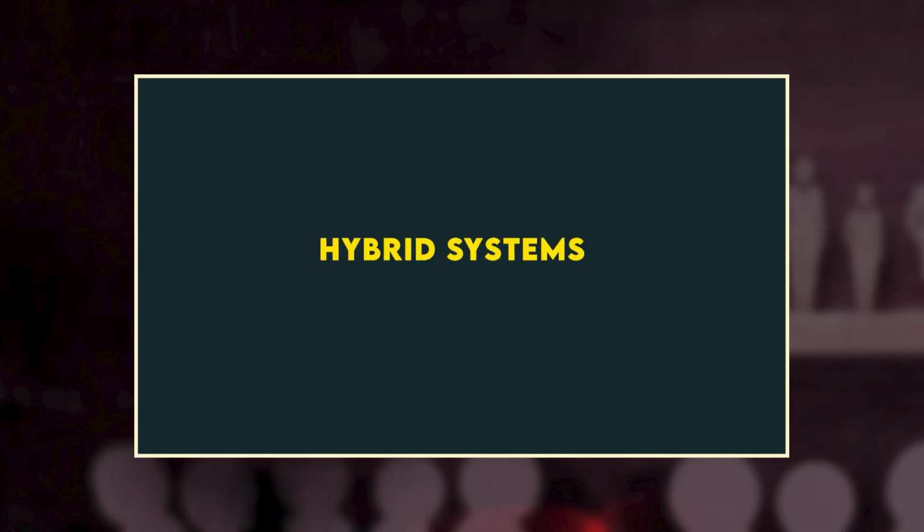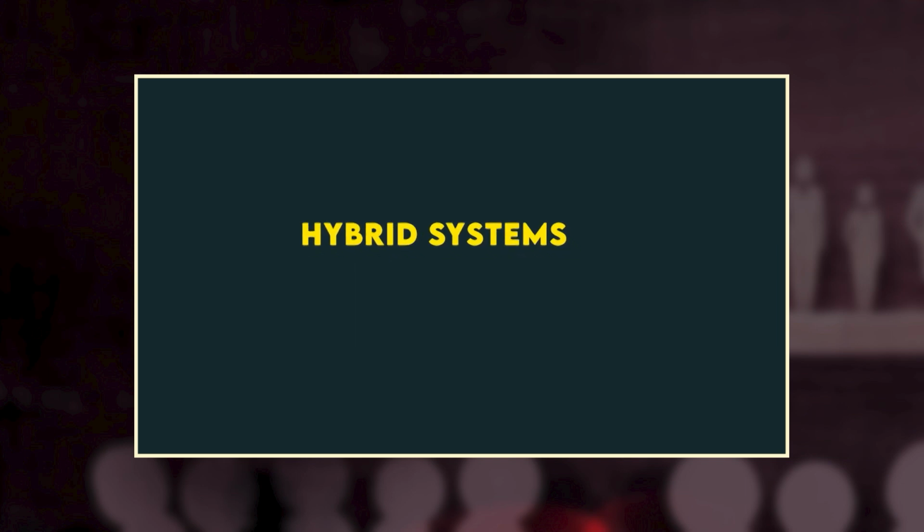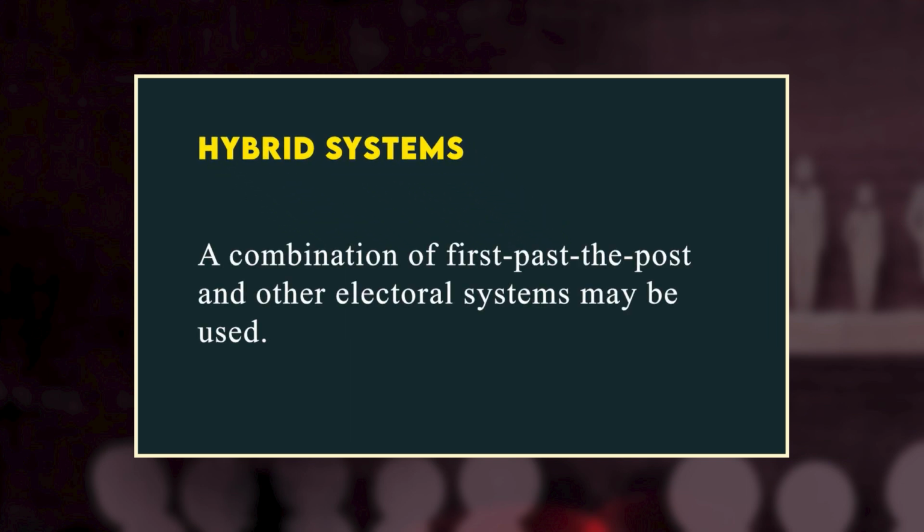Third, it's also used in hybrid systems. In some countries, a combination of first past the post and another electoral system may be used. For example, in France, first past the post is used in the first round of presidential elections, and a two-round system is used, where if no candidate receives a majority of votes in the first round, the top two candidates face off in a second round, where the candidate with the most votes wins.